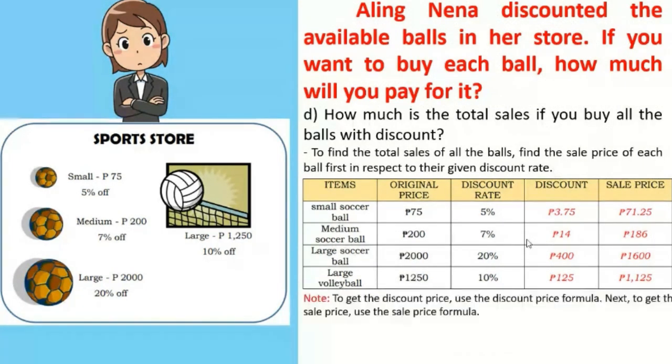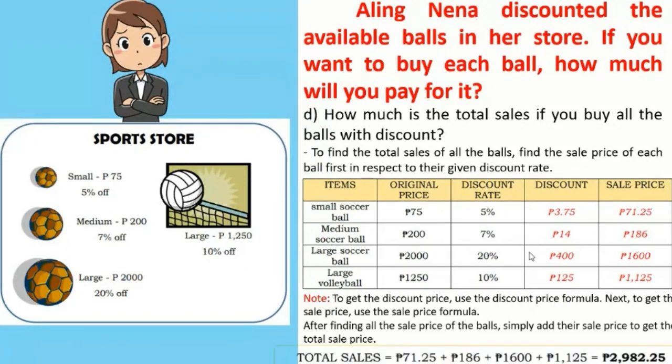So, kapag pinag-add natin yan, total sales is equal 71.25 for the small soccer ball, plus 186, the medium soccer ball, plus 1,600, the large soccer ball, plus 1,125, the large volleyball. So, that's gonna be 2,982.25. And this is with the discounted price. Lahat ng bola dito ay 2,982.25. And that is with the discounted price. Understood?